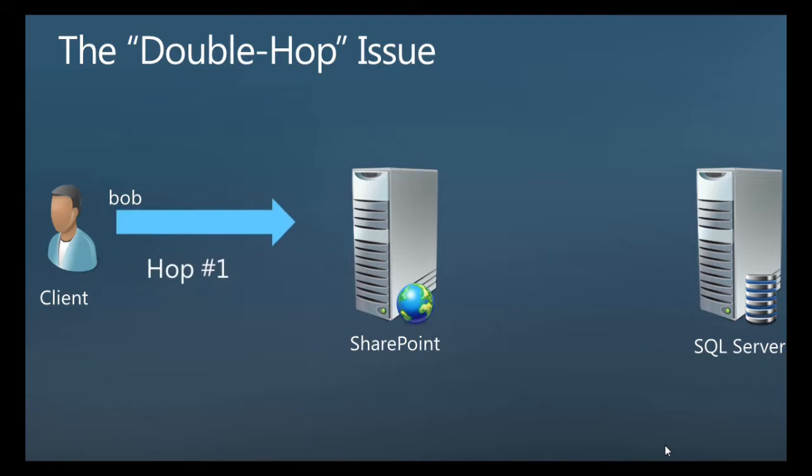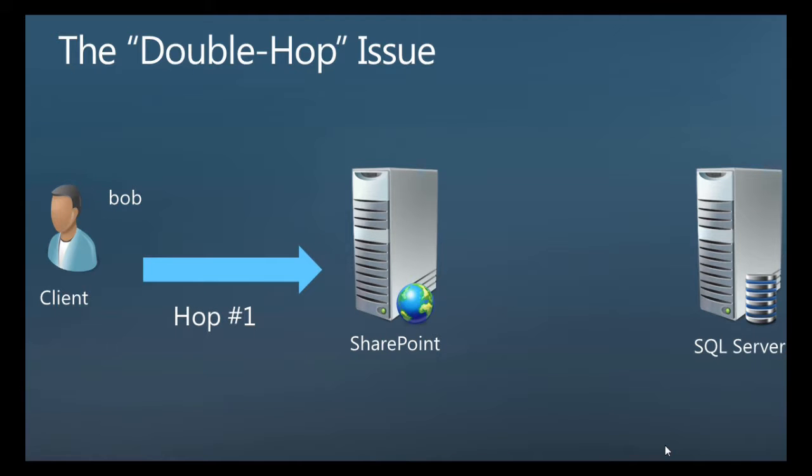So the first thing Bob has to do is authenticate to SharePoint. This is hop number 1. Now, if we're using the default authentication mechanism in classic mode, this is going to be NTLM authentication. What's going to happen is SharePoint is going to challenge Bob. Bob's then going to be able to respond to that challenge using NTLM and prove his identity.